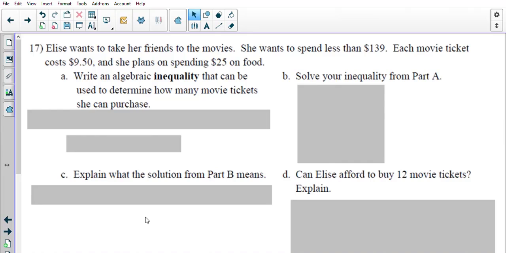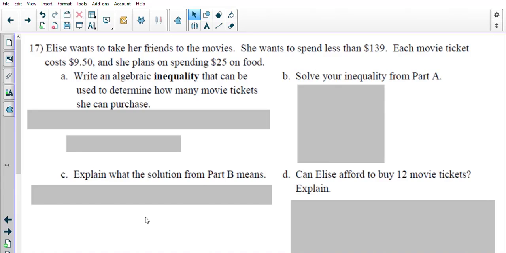I'd rather say she has $139 to spend, which would mean she would spend less than or equal to $139. But it is very specific here. It says less than. So that's what we're going to go with because that's the wording on the common assessment that we're going to take.